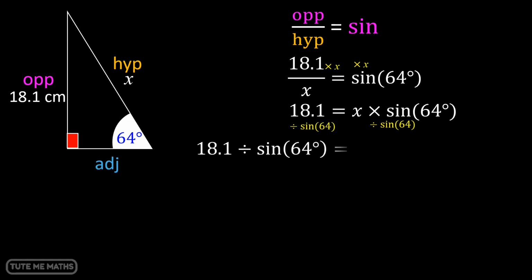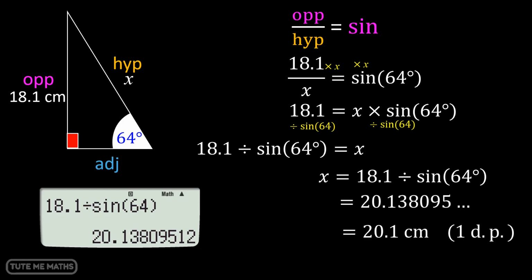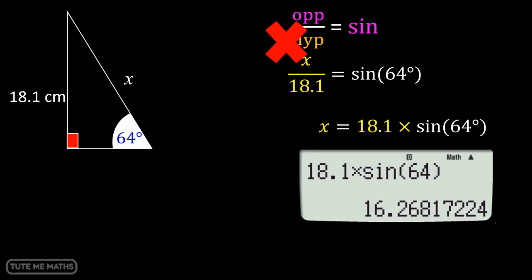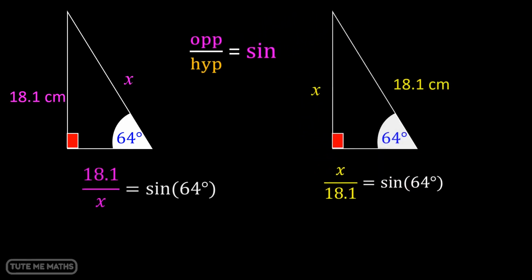X is best on the left-hand side, so we can just swap sides. The calculator tells us the answer is 20.1 centimetres, which is larger than 18.1, as expected. Those who rushed and had x on top of the fraction would have ended up with 16.3, which is clearly less than 18.1. A couple of last points.